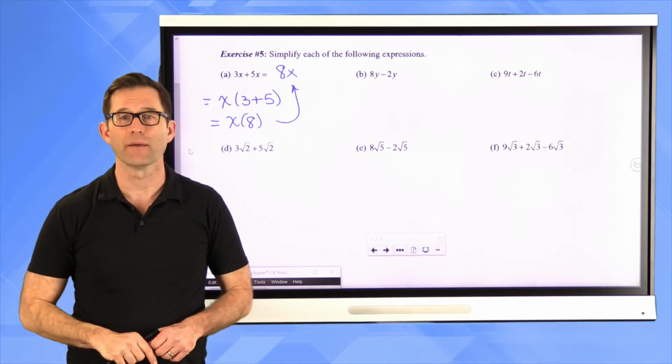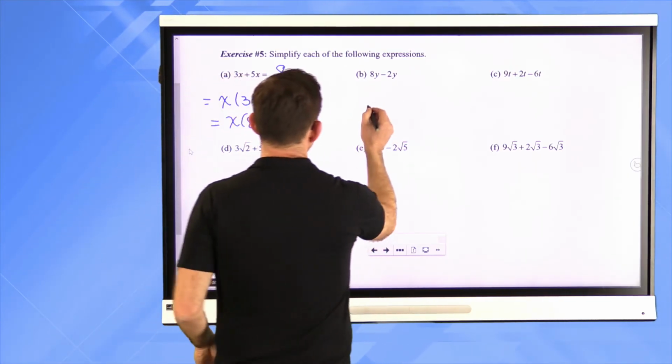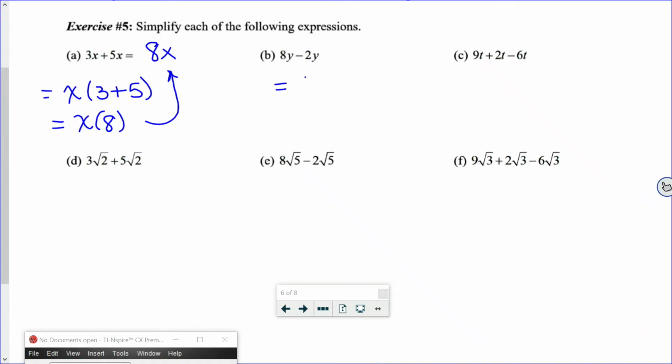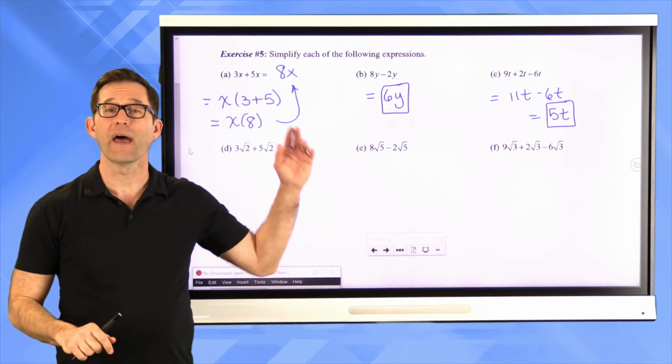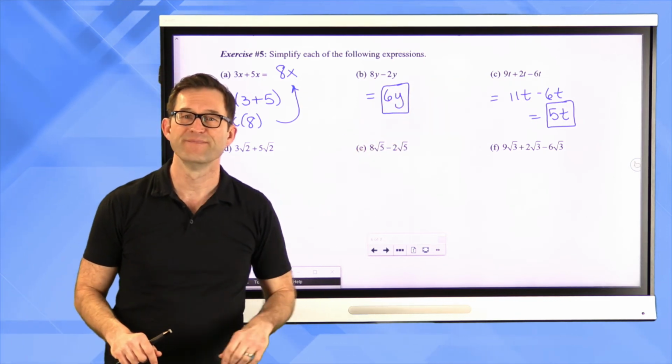End of story. Now, of course, 8y minus 2y, well, if I have 8 oranges and I subtract 2 oranges, I have 6 oranges. And likewise, 9t plus 2t minus 6t, right? If I have 9 students plus 2 students minus 6 students, I'm going to have 11t minus 6t, and that's going to be 5t. I'm literally keeping track of how many x's I have, how many y's I have, how many t's I have.